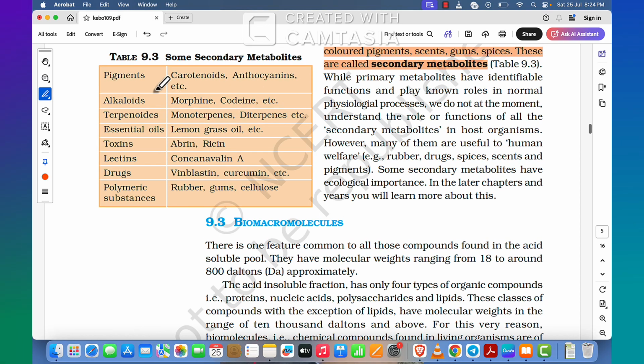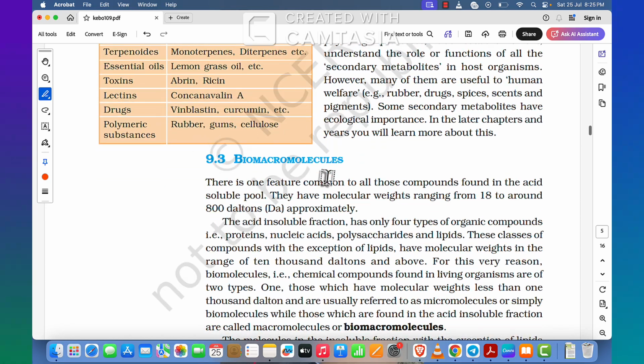Some secondary metabolites include pigments, alkaloids, terpenoids, essential oils, toxins, lectins, drugs, polymeric substances. Pigments: carotenoids, anthocyanins. Alkaloids: morphine, codeine. Terpenoids: monoterpenes, diterpenes. Essential oil: lemongrass oil, etc. Toxins: abrin, ricin. Lectins. Drugs, polymeric substances.